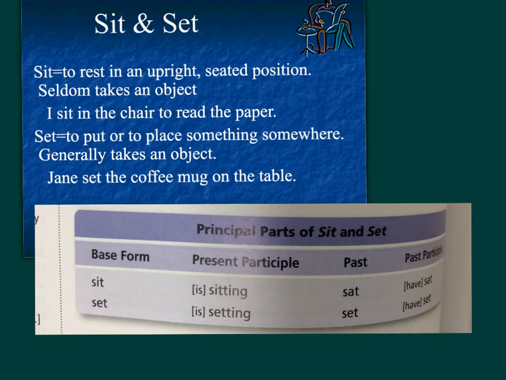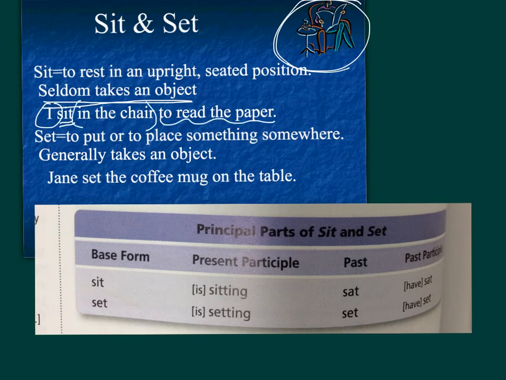Sit means to rest in an upright and seated position. Set means to place something down somewhere. So sit is typically intransitive. It seldom takes an object. I sit in the chair to read the paper. That is an intransitive verb.